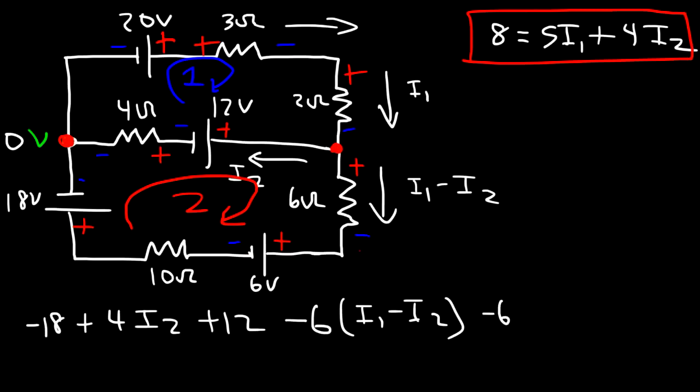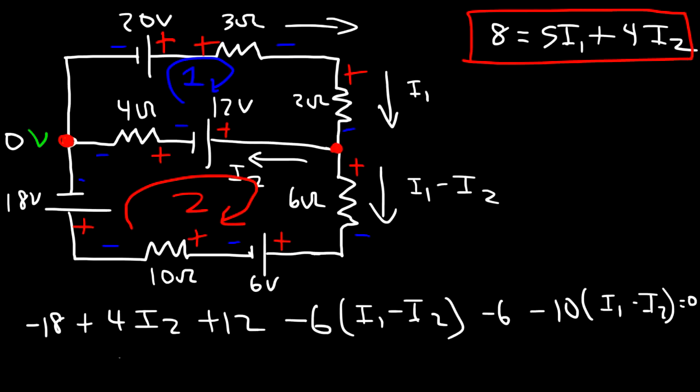And then, since the current is going in this direction, this is going to be the positive terminal of the resistor and the negative terminal of the resistor. So we're going from high potential to low potential in the direction of the current. So that's a voltage drop of 10 times I1 minus I2. And all of this is equal to 0.